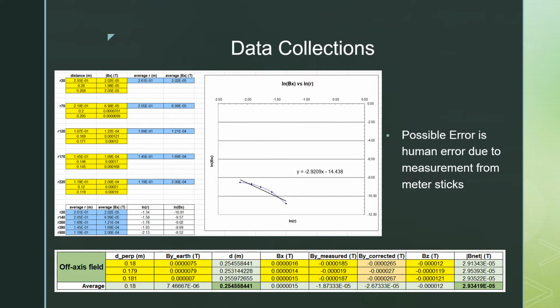I noted the distances at the net magnetic fields of 20, 70, 120, 170, and 220, with 3 trials each. The results noted were then put into a graph to produce a line with an average curve around it. Additionally, I also calculated the off-axis fields to produce the net magnetic field. One possible error during the data collection could be human error from measurements with the meter stick.